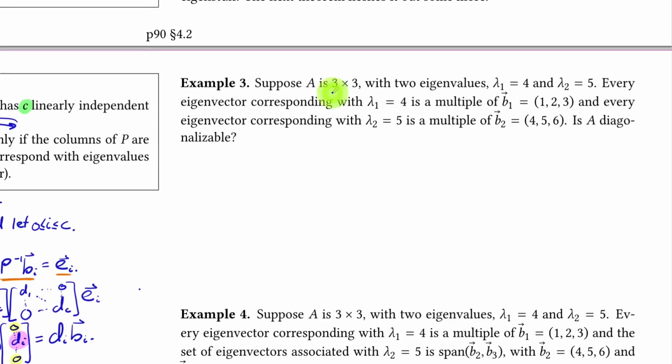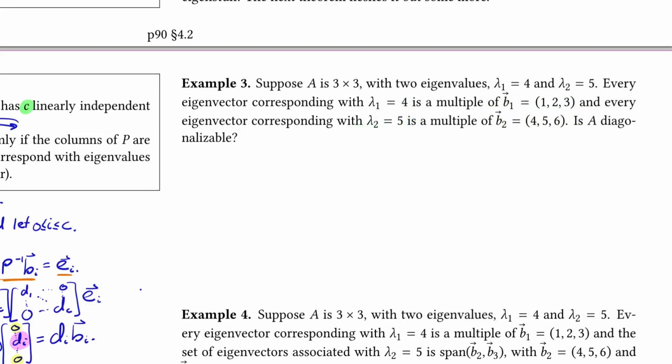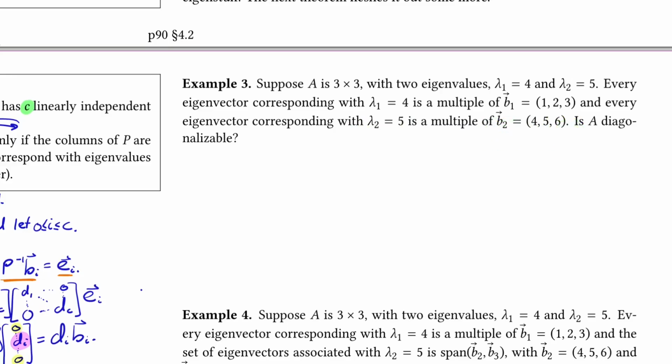Suppose that A is a 3 by 3 matrix with two eigenvalues, lambda 1 equals 4 and lambda 2 equals 5. Every eigenvector corresponding with lambda 1 is a multiple of the vector b1, which is 1, 2, 3. And every eigenvector corresponding with lambda 2 is a multiple of b2 with components 4, 5, 6. Is A diagonalizable?